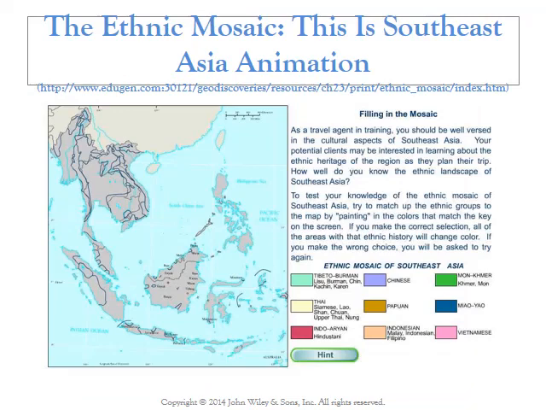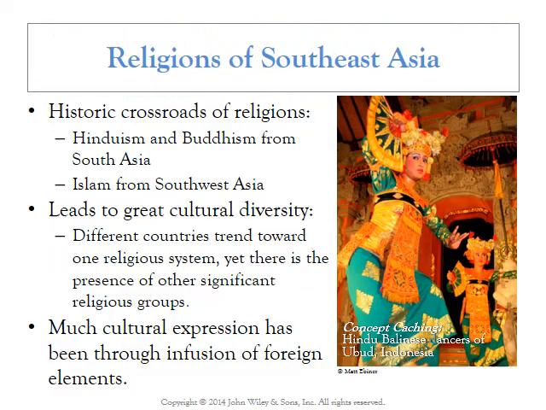Okay, so this little animation allows you to essentially paint Southeast Asia using the ethnic colors that are displayed in figure 10A4 of page 520 in your textbook. Just like there is no one single ethnicity, there's no one single culture that defines Southeast Asia. Similarly, there's no one single religion.